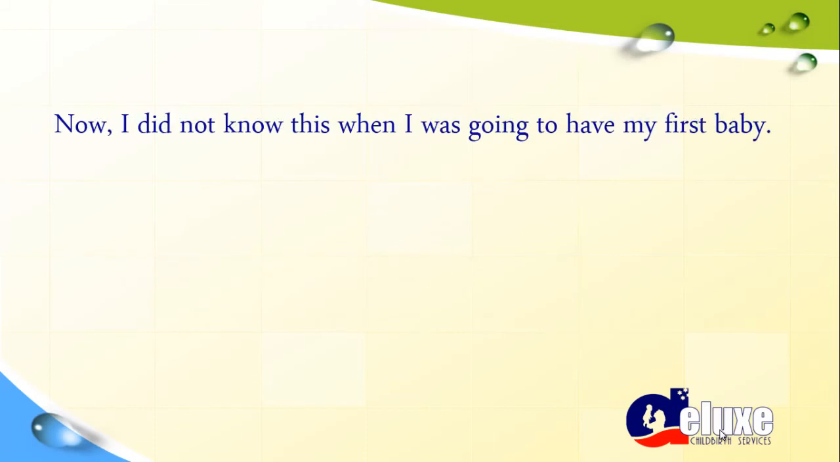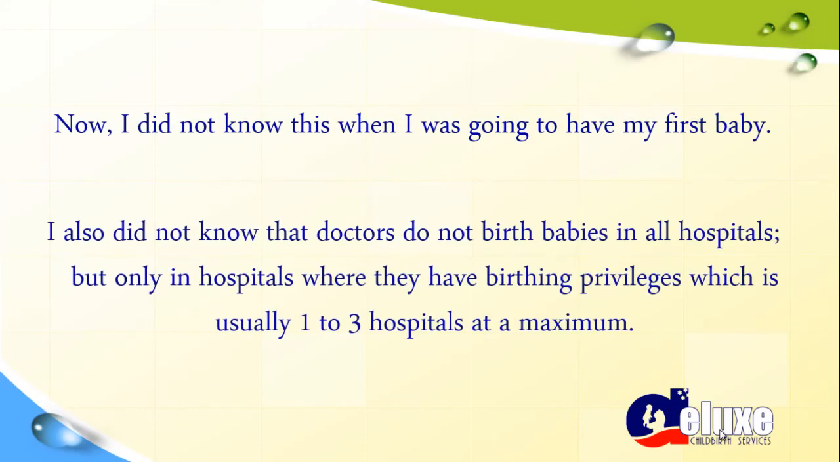Now, I didn't know this when I was going to have my first baby. I didn't even know that doctors do not just deliver babies in any hospital. They deliver babies in hospitals where they have birthing privileges. So the way it works is you have a doctor, and the doctor has privileges in 1, 2 hospitals, max 3. And it's only in those hospitals he or she can deliver the babies.